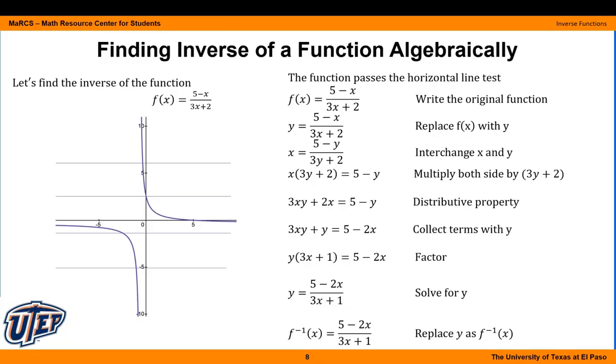Collect the terms with y and factor out the y. This will give us y times (3x plus 1) equals 5 minus 2x. Now solve for y, and we get y equals 5 minus 2x over 3x plus 1. Finally, replace y with the inverse notation. f inverse of x equals 5 minus 2x over 3x plus 1. And this concludes our lesson on inverse functions.